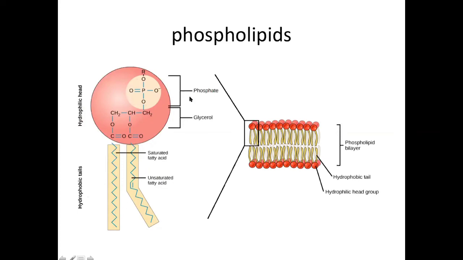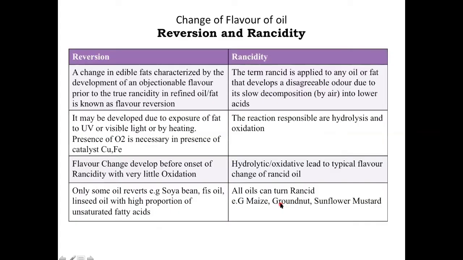So here it is the phosphate linkage, here it is the glycerol. So it will exist in our living beings as shown above. So the phospholipid bilayer, where there are two layers, this is the hydrophobic, this is the hydrophilic. So this is the way.